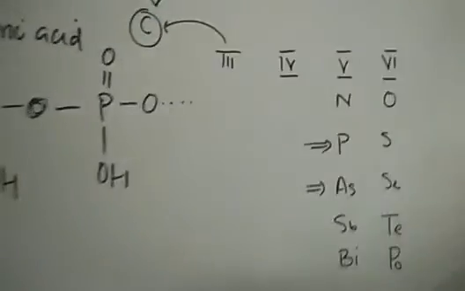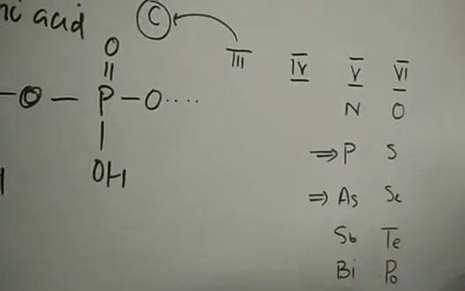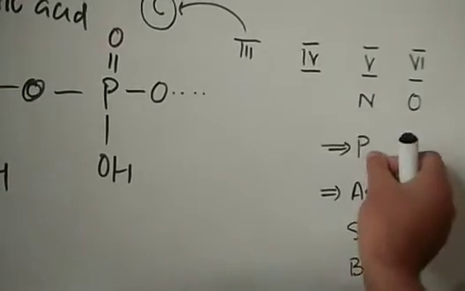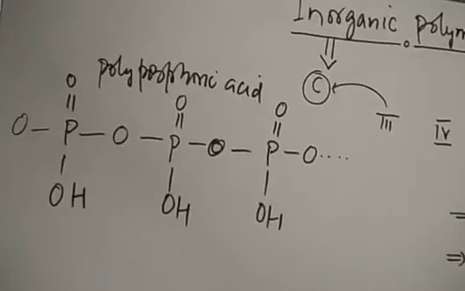It's an example of an inorganic polymer where we have, you know, the major element which is replacing the carbon, that is phosphorus. So this is polyphosphoric acid.